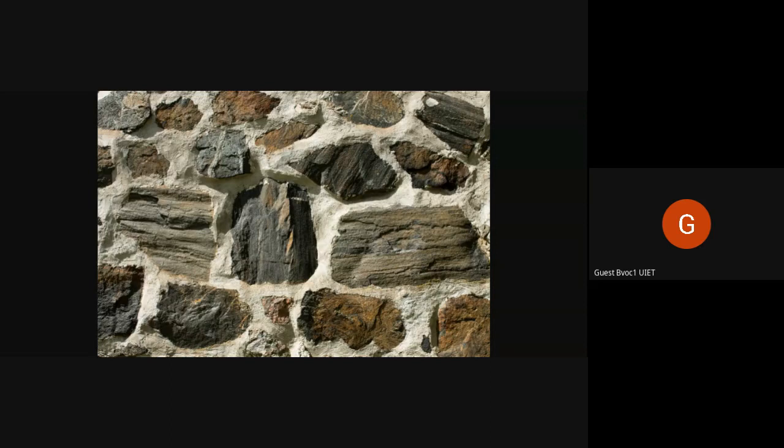Today we are going to start with a new topic, stone masonry. What do you understand by stone masonry? Can anybody answer that? What is stone masonry? What do you see in the picture on your screen? What is it?